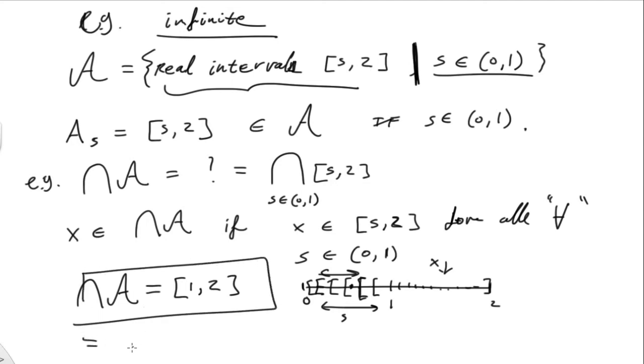And of course, the other way to write this is: I can write it like this, the intersection over S an element of [0, 1] of the intervals [S, 2], and that's equal to the closed interval [0, 2].